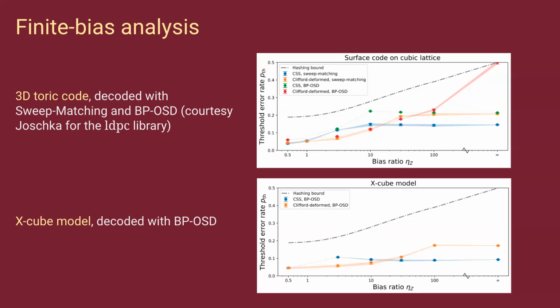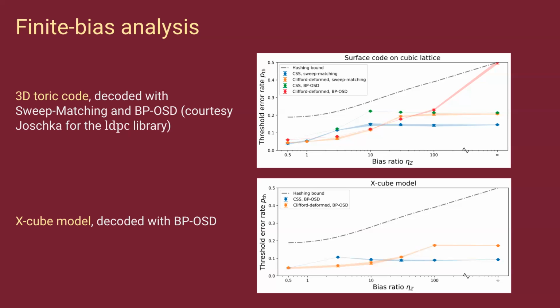But the hashing bound, wait, what goes into the bound? Does the number of qubits go in? I don't know the hashing bound too well. It's the Shannon bound applied to a quantum channel, so it's a classical bound.